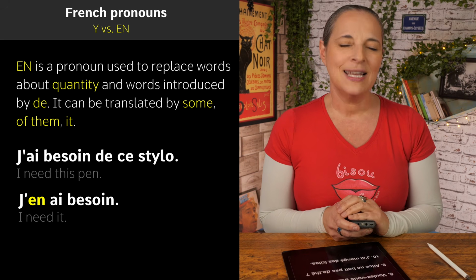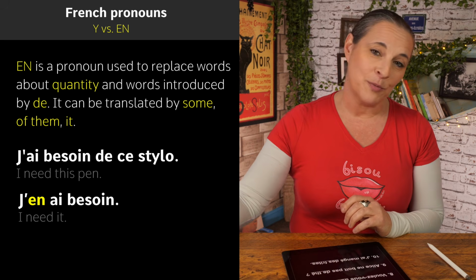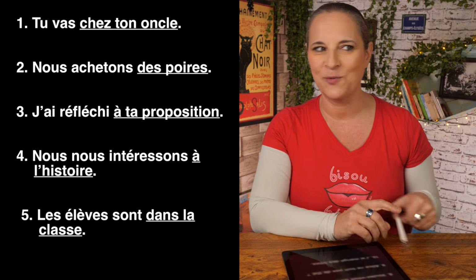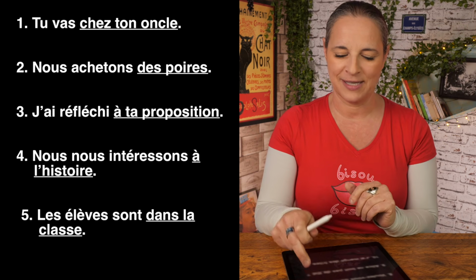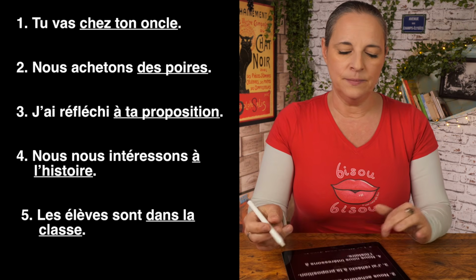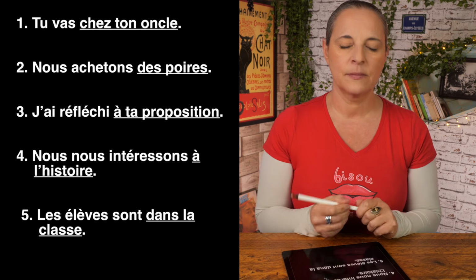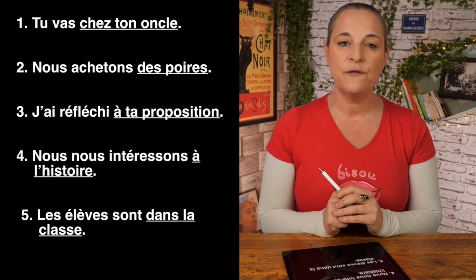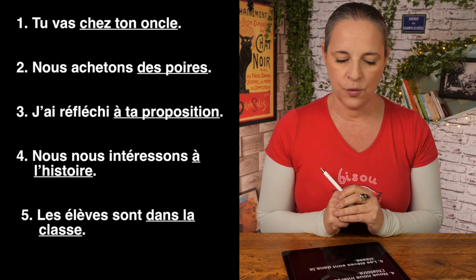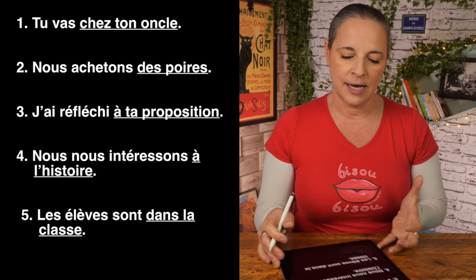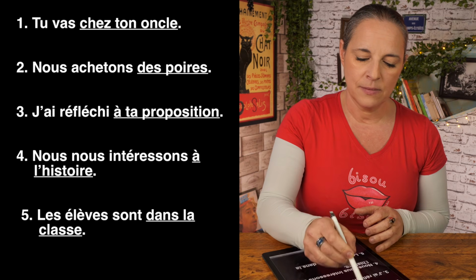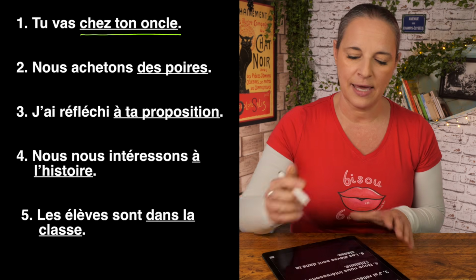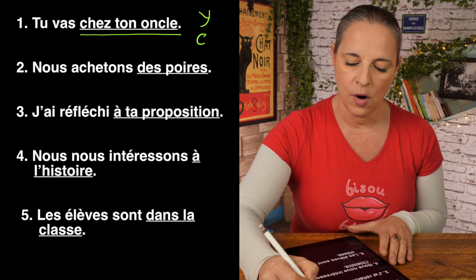Now, let's have a look at what it looks like when we put this into practice. And this is where you learn the most, I think. It's when it's all being put into practice. Okay. Now, let's have a look at the first sentence. Tu vas chez ton oncle. Whatever you see underlined here is for you to replace by either y or en.